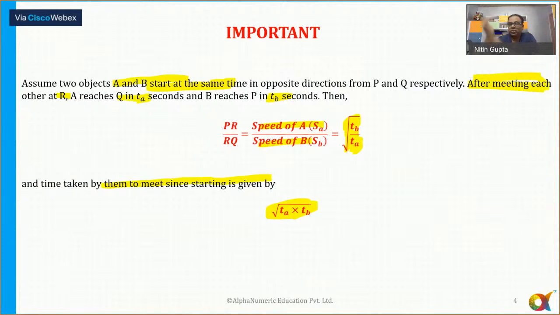All right. So you can note down that's an important result. And that can be used in lots of difficult questions which are time consuming. It can be solved quickly. So let's start with the first question itself here.